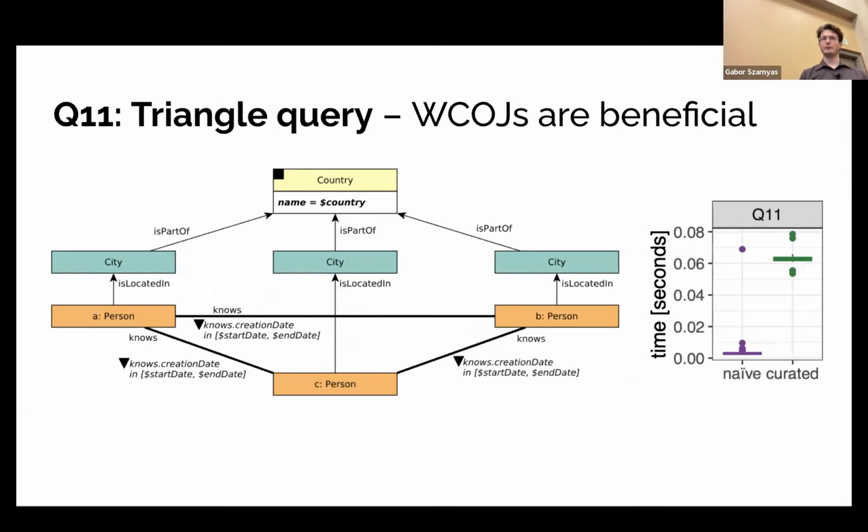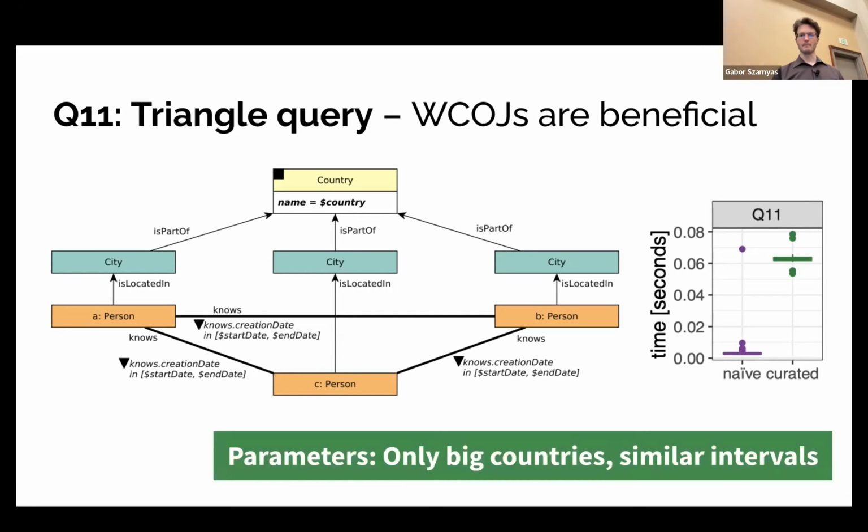A couple of the queries that I would like to highlight are the graphy ones that really do something that is unique to graph databases or graph data management in particular. Query 11 is a triangle query which looks for people who live in the same country and form a triangle of friendship. Parameter curation here is again very important, because if we randomly select countries, we will hit many small countries or just one big country, which will produce an outlier. To remedy this, we only select big countries and similar time intervals for the triangle of friendships to form.